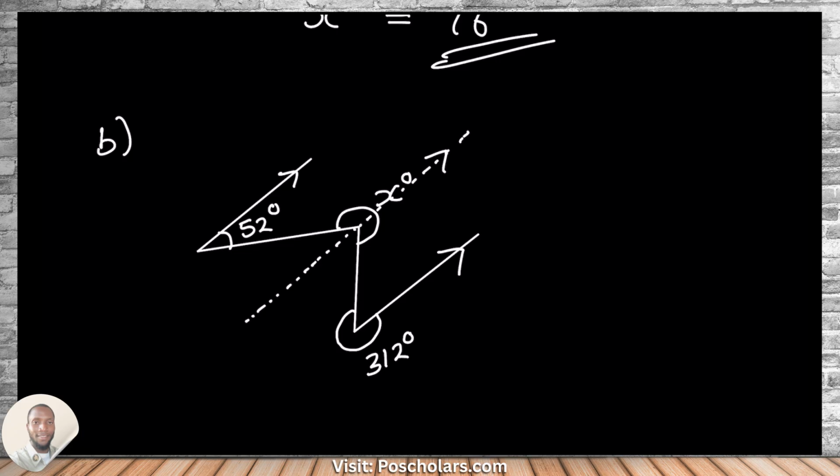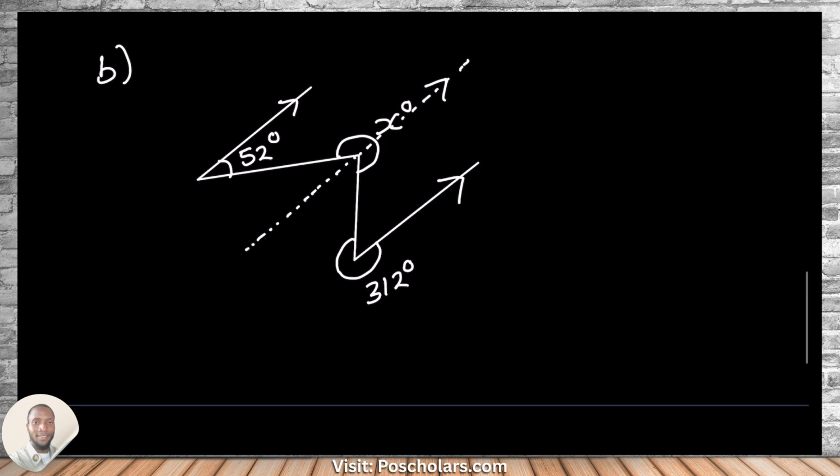Good, right? Now take note, this is 312 degrees. The angle from here to here is 312. So let's find this. We can find this angle using the concept of what? Angle at a point. So let's label this angle angle A.